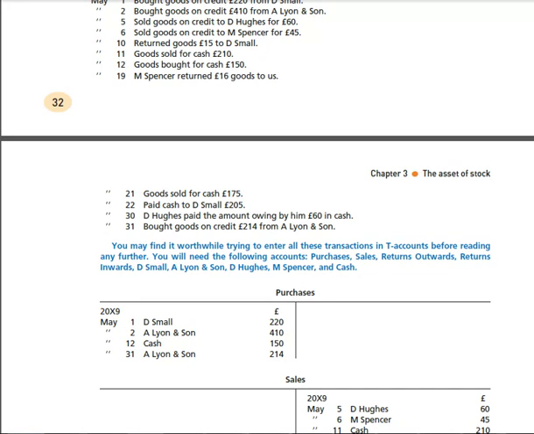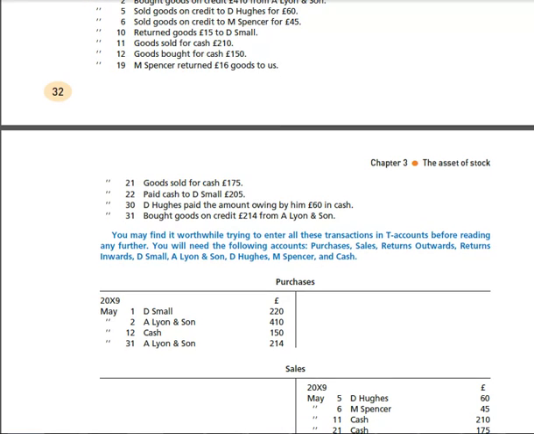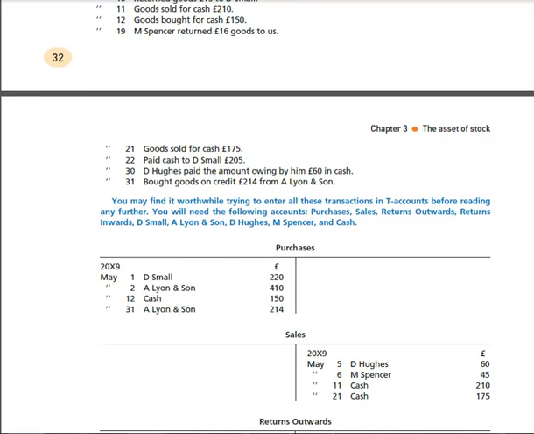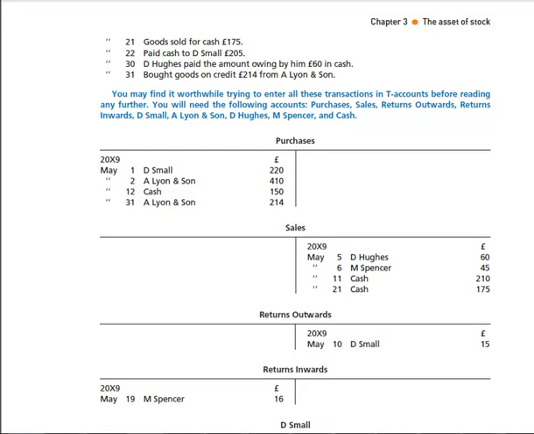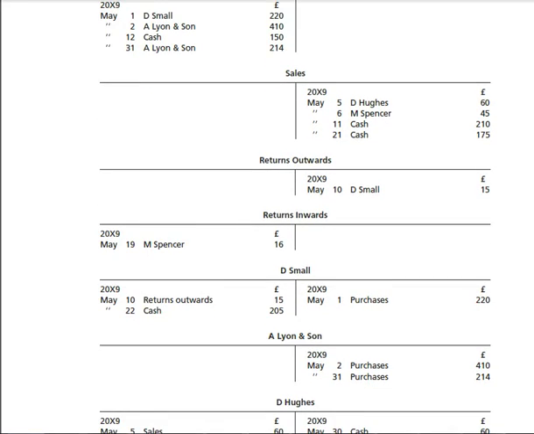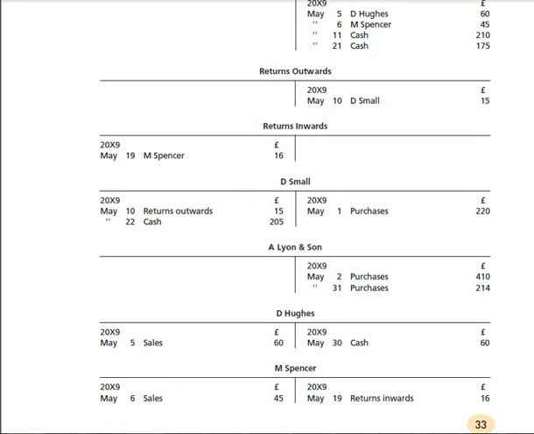What about the other entry? M. Spencer was a debtor who we had debited initially. Now, because the asset is reduced by 16, we would credit M. Spencer. So the return inwards would be debited by 16, and M. Spencer would be credited by 16, which we can see here. Return inwards is debited by 16, and M. Spencer would be credited by 16, reducing his asset.